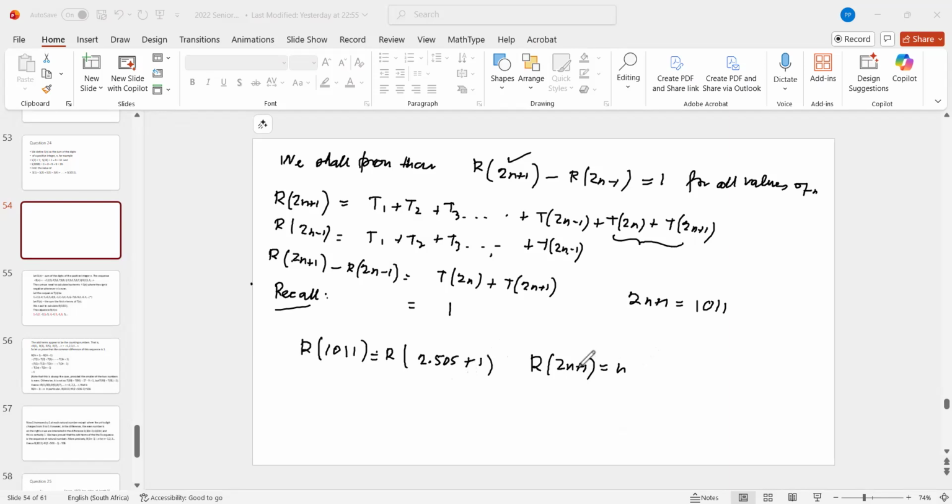No, we had R of 2n minus 1. Sorry. Yeah. Remember, we changed that. R of 2n minus 1 is n. Okay. So this is 2 times, it's 1012 minus 1. So that's twice 506 minus 1. So your n is 506. So this is the answer to that question.